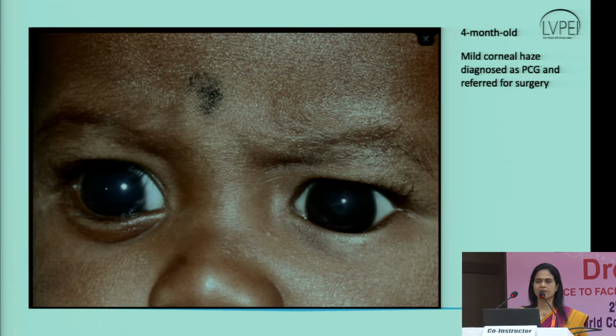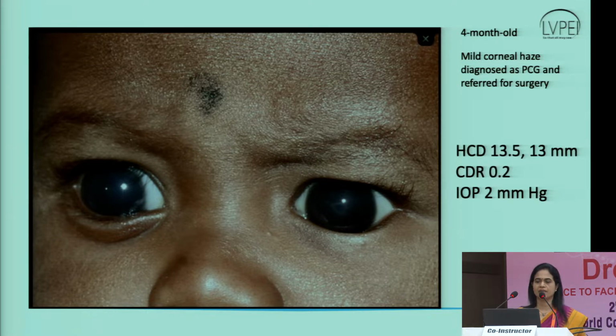So this was a baby referred again as congenital glaucoma for surgery. There was mild corneal haze in one eye, diagnosed as PCG and referred for surgery. The corneal diameters were increased. Right was a little more than the left. But on examination, the child had a CD ratio of 0.2, and intraocular pressures were 2. So here I don't think we are dealing with glaucoma.